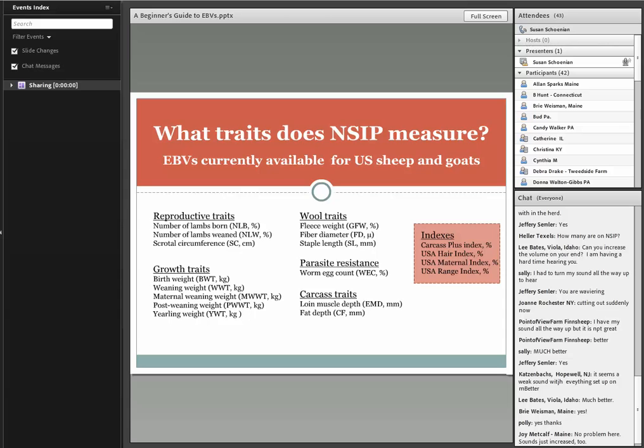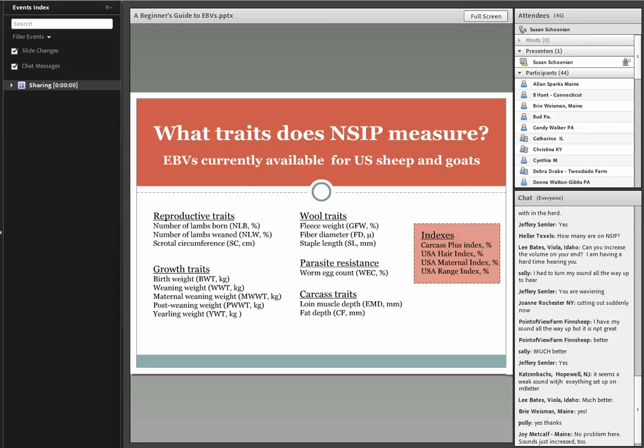So if you wonder what are some of the traits that EBVs can be calculated for, these are the ones that are currently available to producers in the United States. Reproductive traits, things like number of lambs born, number of lambs weaned. All of these traits have acronyms, and sometimes when you see them it gets confusing, but they're really just a shorter way to describe these traits. We can do one for scrotal circumference.